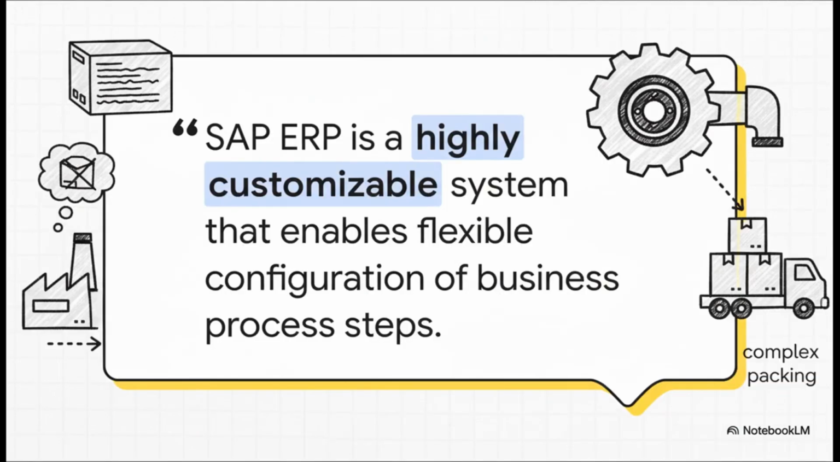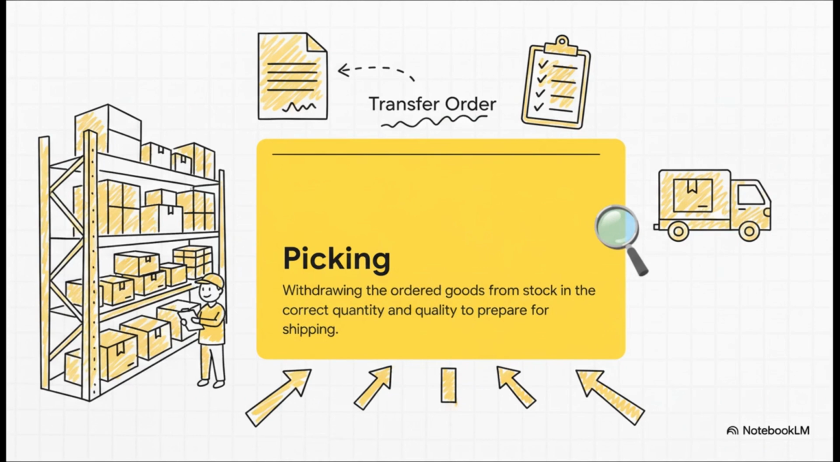And this right here really highlights one of the coolest things about SAP. It's flexibility. I mean, no two businesses are the same, right? A company selling digital software doesn't need a packing step at all. But a company shipping fragile lab equipment, yeah, they need a super detailed one. SAP is built to be customized, so each company can decide which steps are mandatory for them and which ones they can skip. So let's zoom in on picking for a sec.